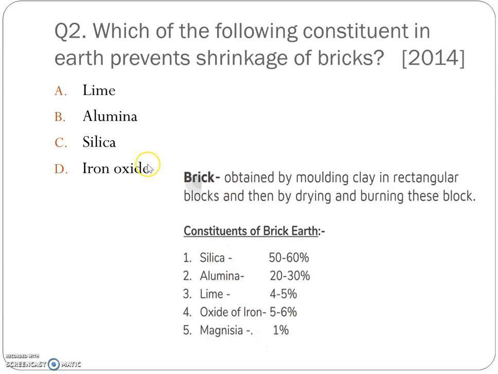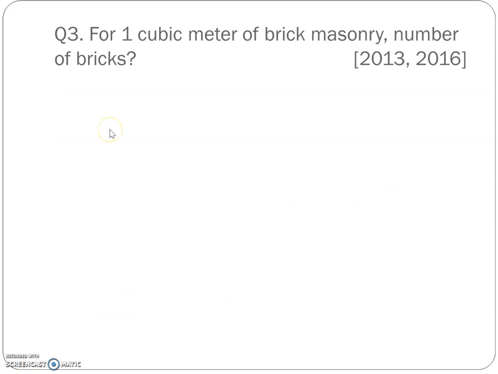So coming back to our question, here it is asked which will prevent the shrinkage of brick. The very first constituent, that is silica. Silica prevents the shrinking and cracking of the brick. So answer is C.